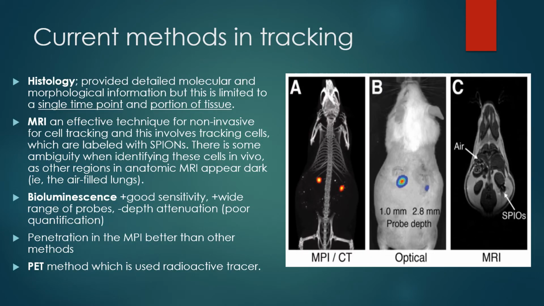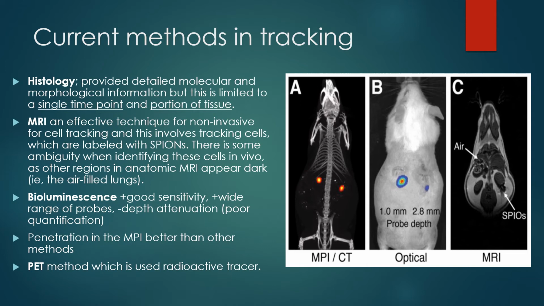And here is a brief comparison between different methods of tracking cells. The first one is histology. Histology provides detailed molecular and morphological information, but it is limited to a single time point and a portion of tissue. In fact, we cannot survey the cells over time and in vivo. The second one is MRI. MRI is also non-invasive for tracking the cells, but the problem, as you can see in figure C, is that distinguishing between the superparamagnetic particles and the air is really difficult.